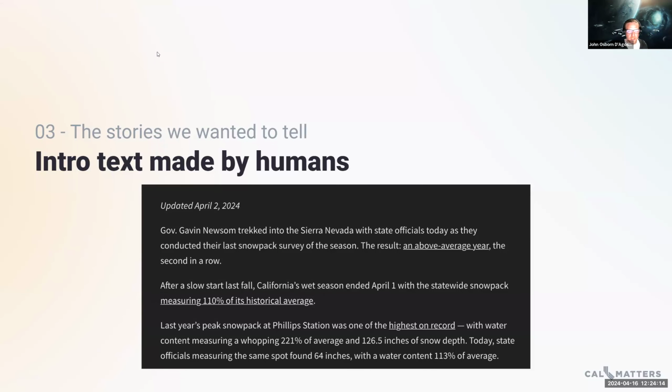So another storytelling device that we use is at the very top. This section is updated pretty regularly as news happens, but really, when you land on the page, right before the key numbers, this section is something that we write almost like a little mini story to highlight something really important that might have happened in the water world and let readers know. So like right now, it's about the official April 1st snowpack measurements and why that matters basically, and why it's a good thing that it's above average.